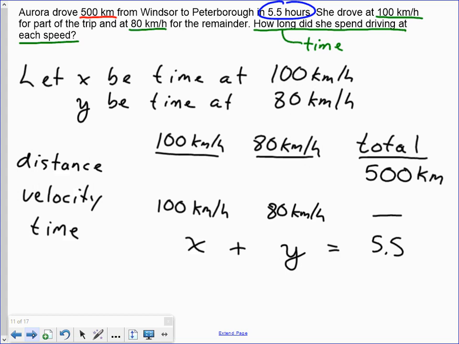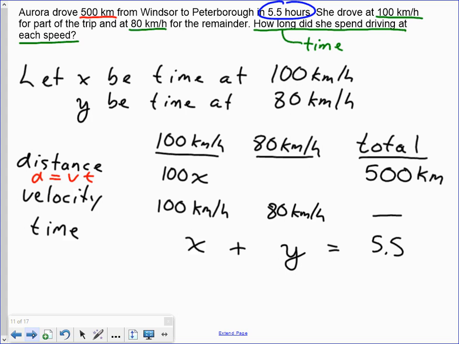Now let's come back and fill in this last line here for our distance. We know from the previous slide that distance is velocity times time. So if we look at the 100 kilometer per hour column here, her velocity is 100 kilometers per hour. The time is x hours. So an expression for the distance that she travels is 100 times x.